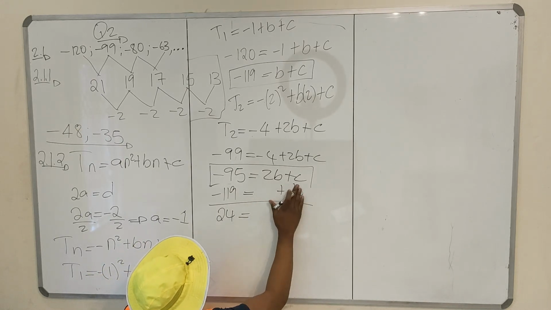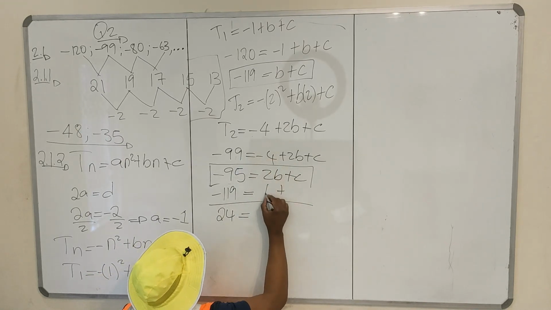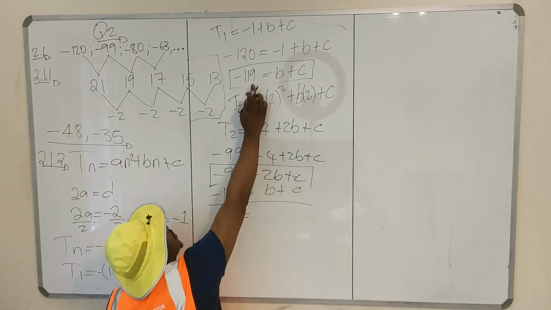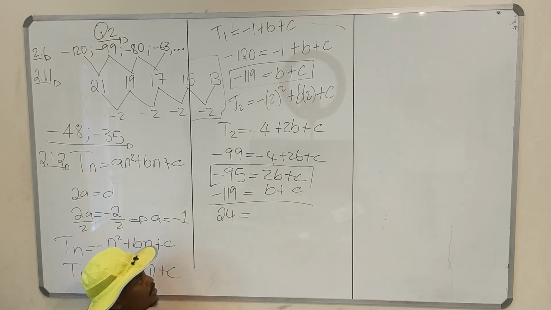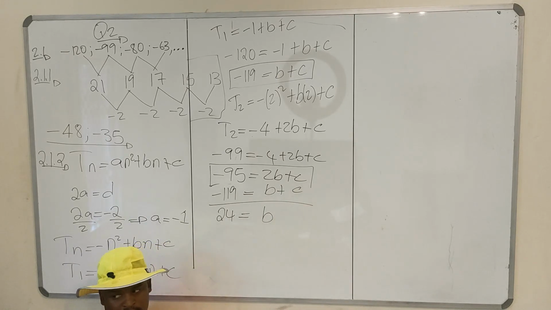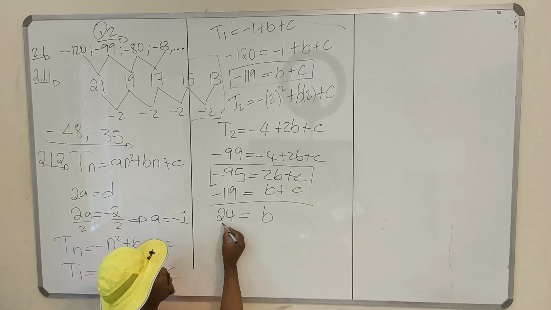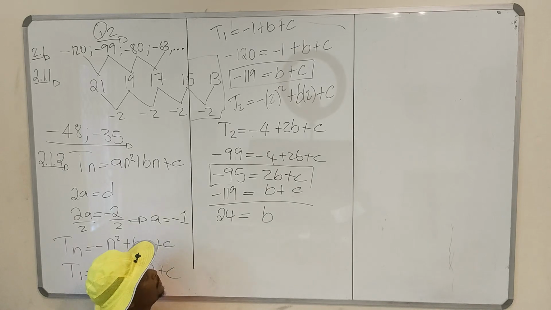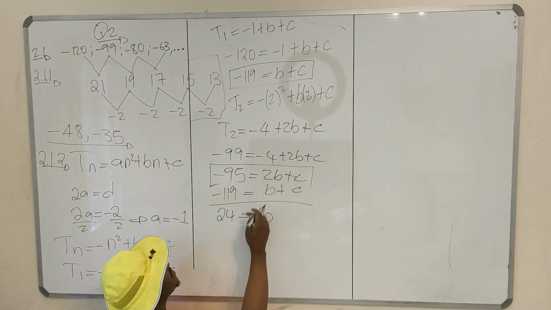So it should be b. Because what is b plus c? This one, 2b minus b, is b. What is c minus c? 0. So we should get b is equal to 24. Use any of these two equations to find c.